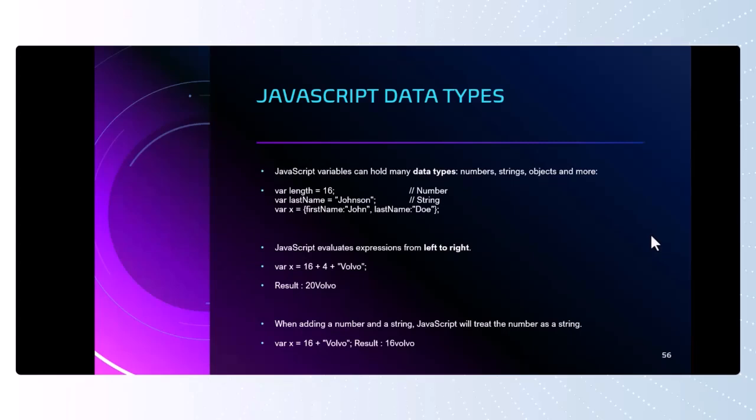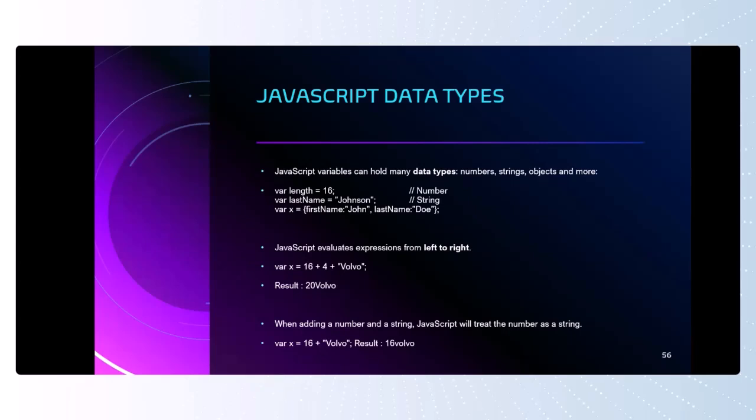JavaScript evaluates expressions from left to right. So, an example: var x equals 16 plus 4 plus Volvo. It's going to go from left to right. So it adds 16 plus 4, which is 20. And then since that's a number and Volvo is a string, it's just going to concatenate, which joins them together. So you have 20Volvo.